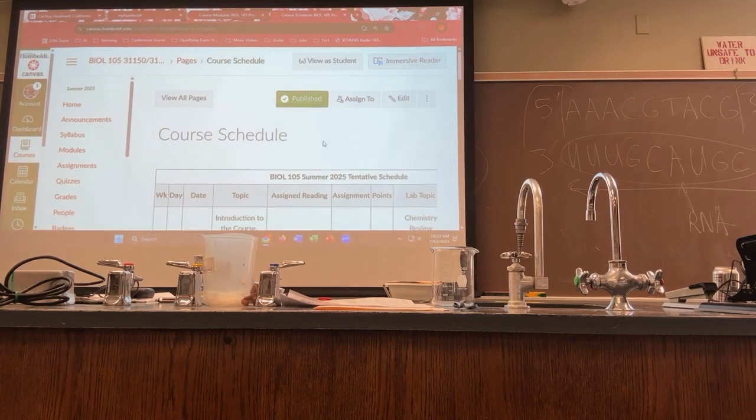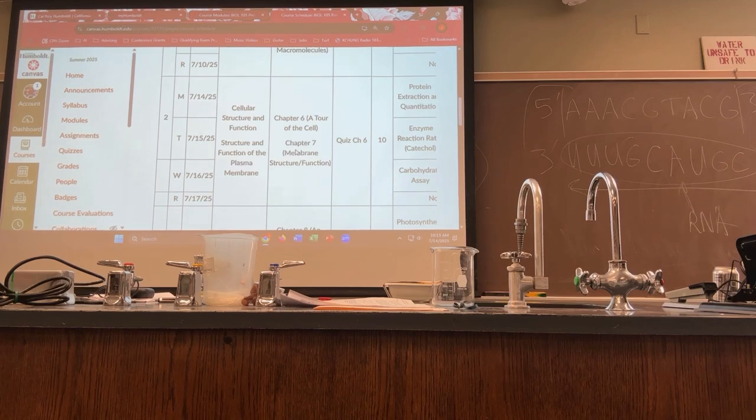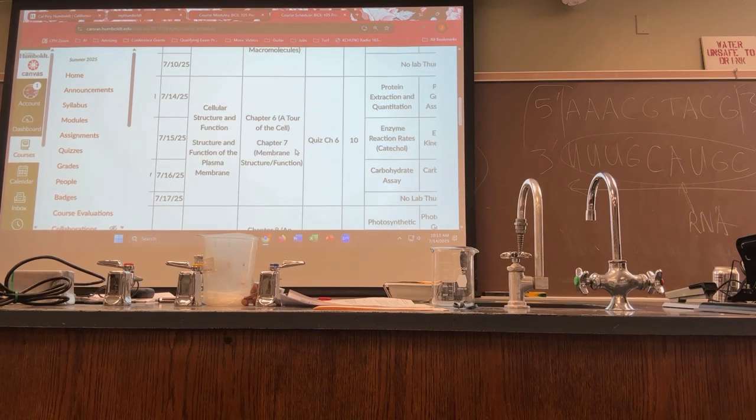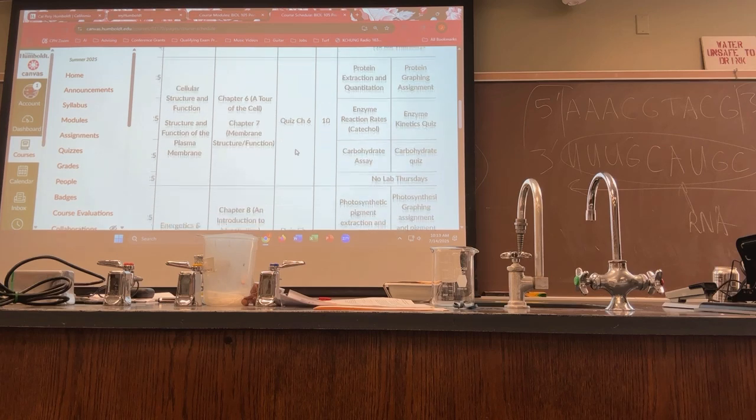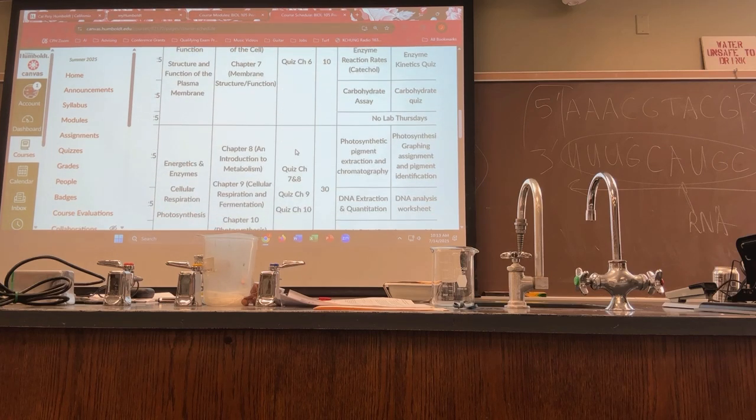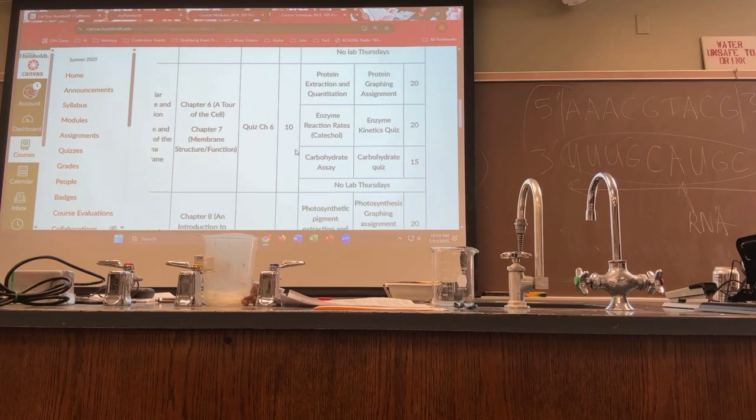Course schedule, here we are. We are here in week number 2, talking cell structure and function, 2 assigned readings, 1 assigned reading quiz, but Chapter 7 material will be covered next week in a Chapter 7 and 8 reading quiz. Protein extraction lab today, enzyme reaction rates lab tomorrow, carbohydrate assay the day after that. This carbohydrate assay will also be a colorimetric assay, but we'll be using the Spectromaxes for that, okay?